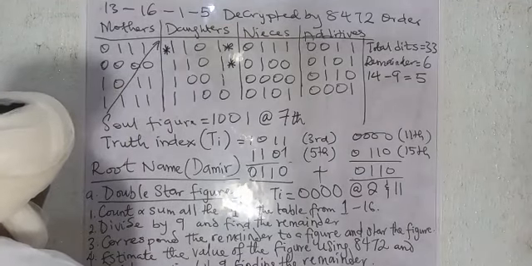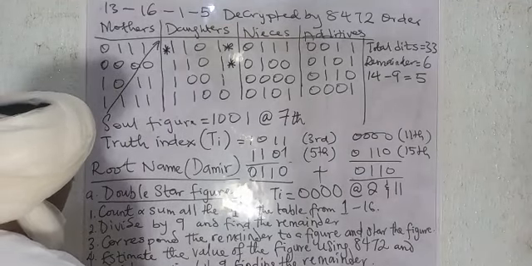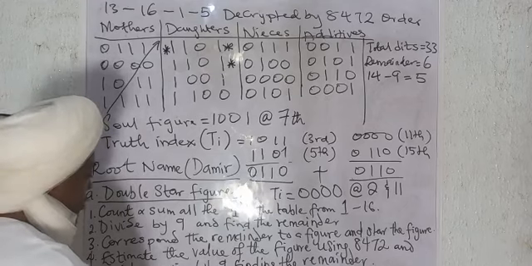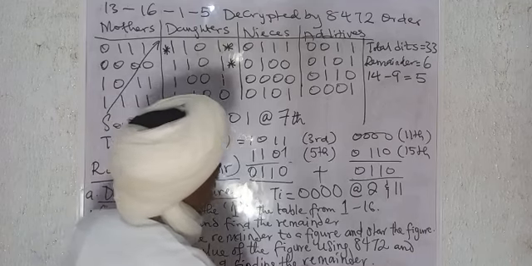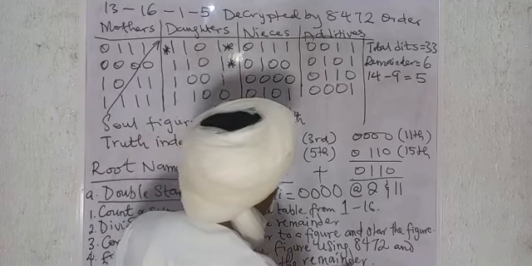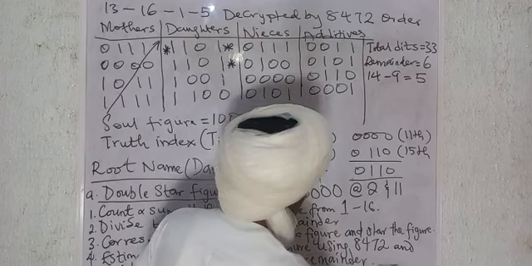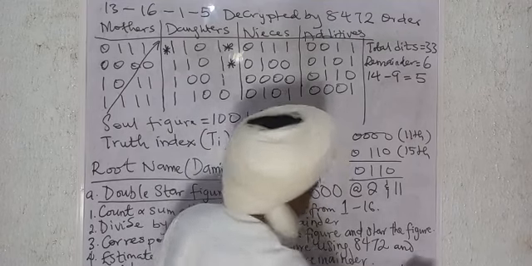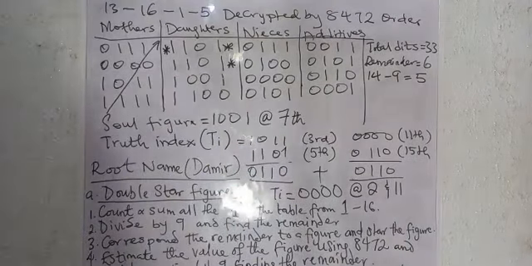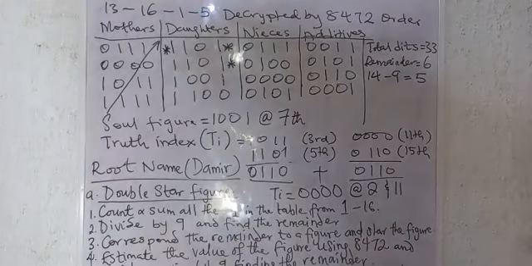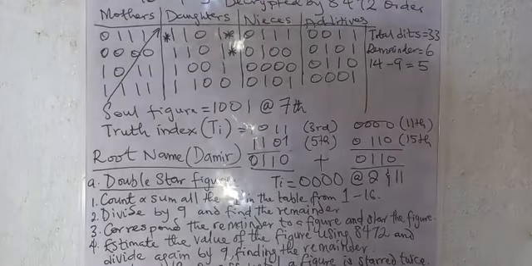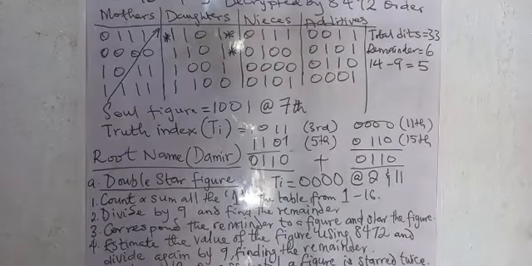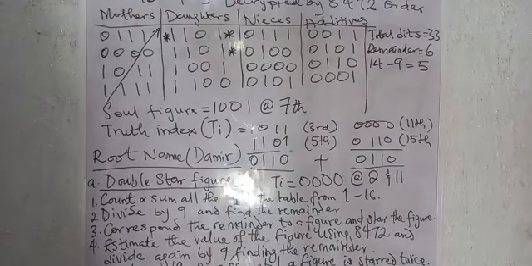The instruction says continue the process until a figure is starred twice. Then stop. When a particular figure has gotten 2 stars, then you stop the process. You have gotten your answer. The double star figure is therefore 1101 in figure 5 at house 5.